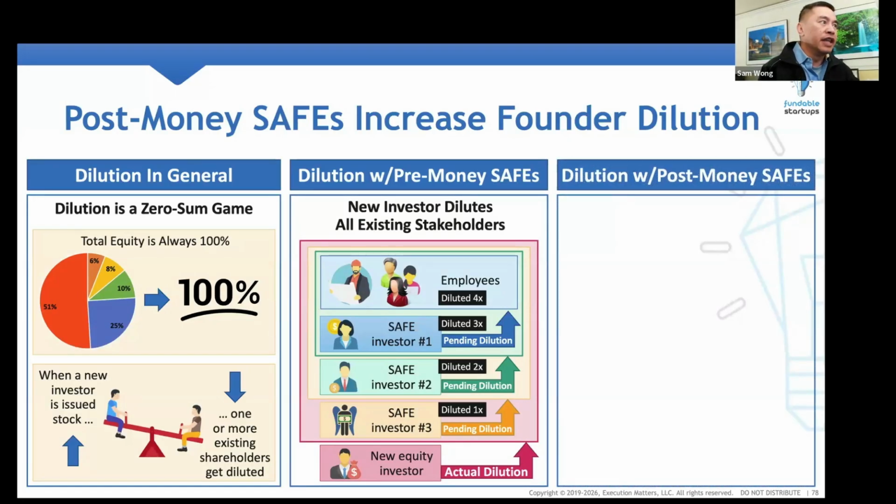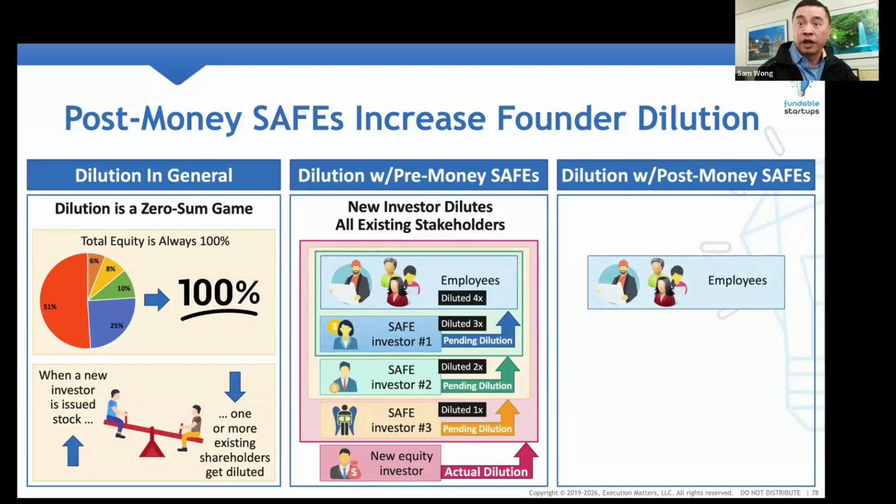Then, with a post-money safe, how does dilution work? Well, before any money comes in, similar to the pre-money safe, the employees own all the equity in the company.